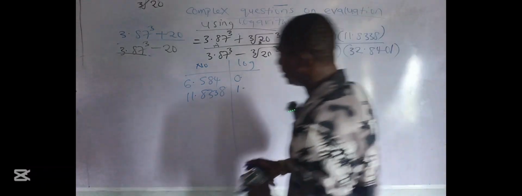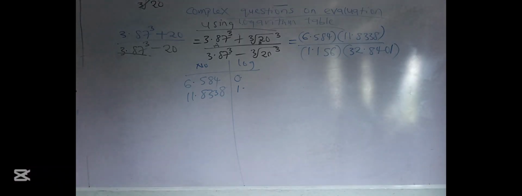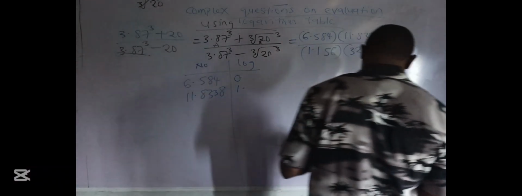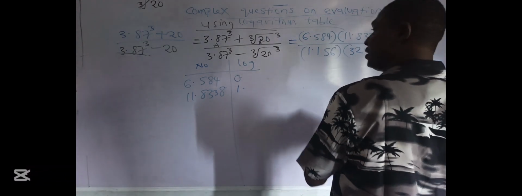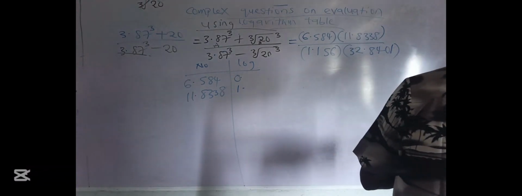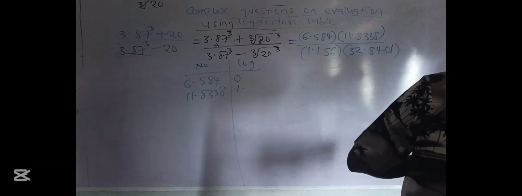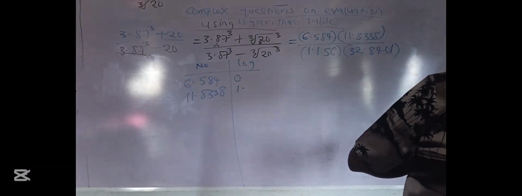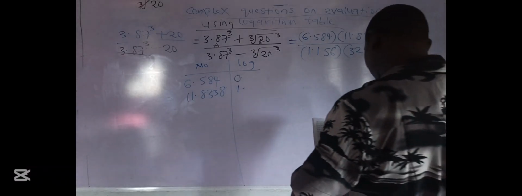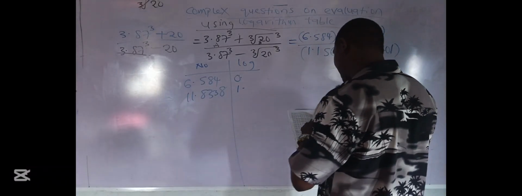Now we check for 65 under 8 using our logarithm. 65 under 8, difference 4. 65 under 8 is difference 4, here is 3. So it's 8185.